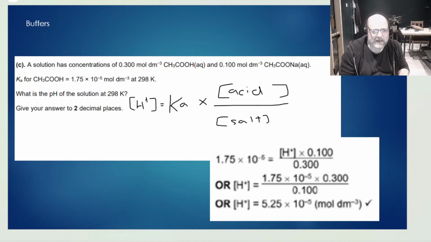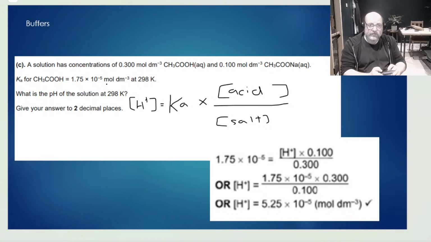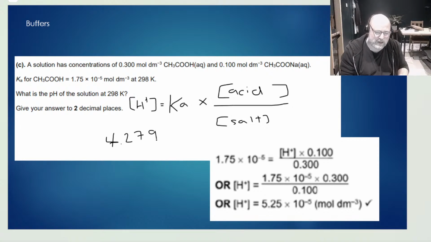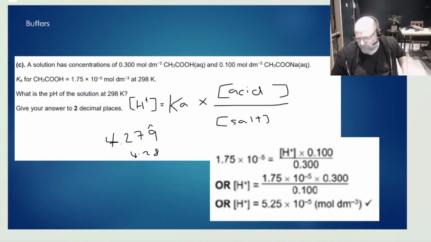Let me just quickly bust it out on my calculator. So you want to do 1.75 times 10 to the minus 5. So 0.3 over 0.1 is 3. So I'm just going to do 3 times 1.75 times 10 to the minus 5. Then I want to go minus log answer equals 4.279. Yes, so 4.28, 4.279. You're absolutely right. That's going to push that up to 4.28. That's what you should get for that.